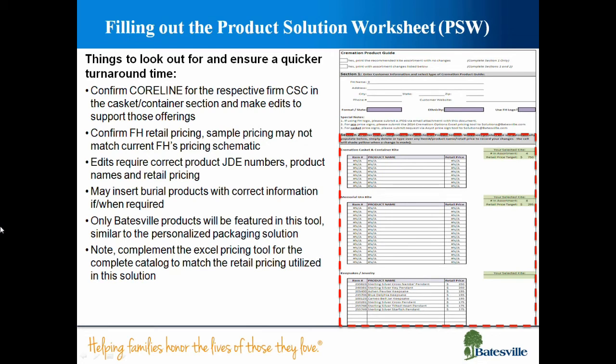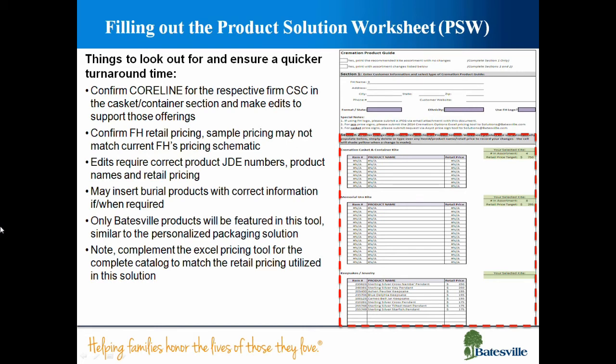Confirm the funeral home retail pricing, that it matches their CPL and urn price list. The sample pricing that we put in there based on a graduated markup may not match the funeral home's schematic. Edit, make sure that you put in the correct new JDE numbers for any products that you changed from the standard kite. And you may use burial products that are used for cremation, like the Libra and the cloth. But again, make sure that you enter the correct JDE number and information when you enter that change.